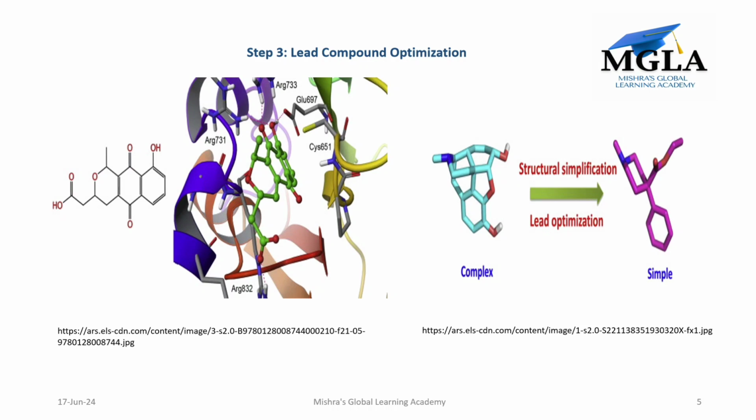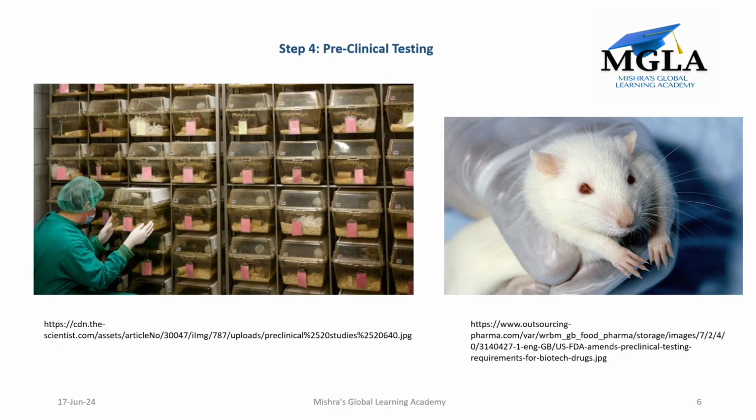Step 4. Preclinical testing. The optimized compound then undergoes preclinical testing. This includes laboratory, in vitro, and animal in vivo studies to evaluate its safety and effectiveness. Researchers study how the drug behaves in the body and its potential effects on the disease.